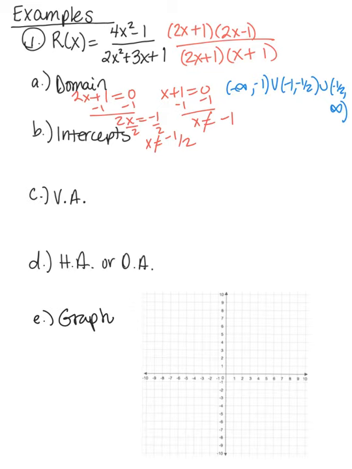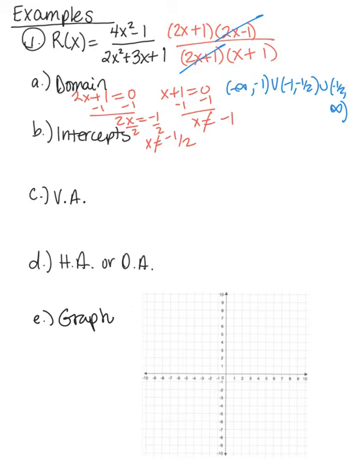So the next step that we want to do is find those intercepts. This is one of those where we want to make sure that we have factored and canceled. We saw in the last video that it's a little bit easier to look at a reduced form when we're finding those intercepts.